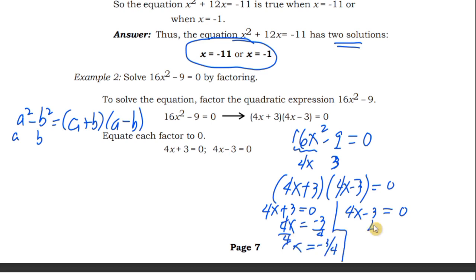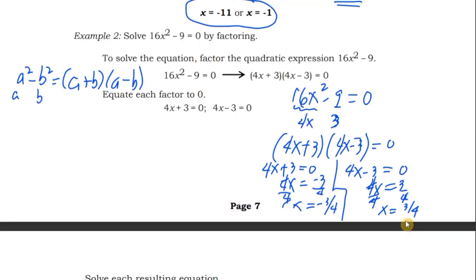Meanwhile, here is 4x is equal to 3. Then divide both sides by 4. We now have x is equal to 3 over 4. So that is how we arrive at the result. So we have here negative 3/4 and 3/4.